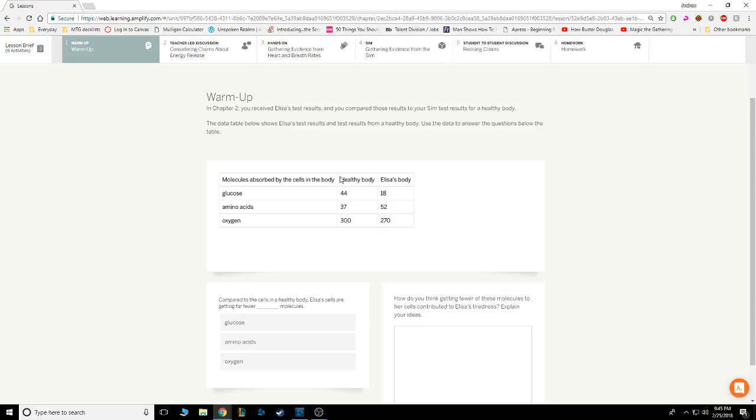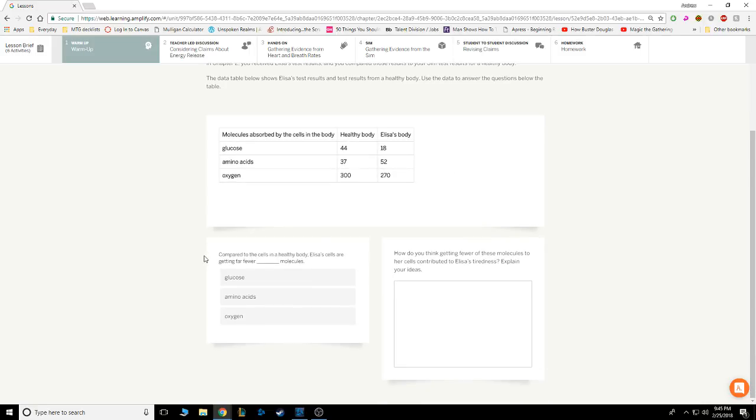Alright, so I'll note that there's some data for a healthy body, for glucose, amino acids, and oxygen. And there's some data for Elisa's body, which has less glucose. And that makes sense, because when you have diabetes, you have difficulty processing glucose. So her cells would absorb fewer glucose molecules. Alright, so for the first one, compared to the cells in a healthy body, Elisa's cells are getting far fewer. Well, this one's pretty easy as long as we understand what diabetes is. In this case, it's glucose, because she's getting fewer glucose molecules.